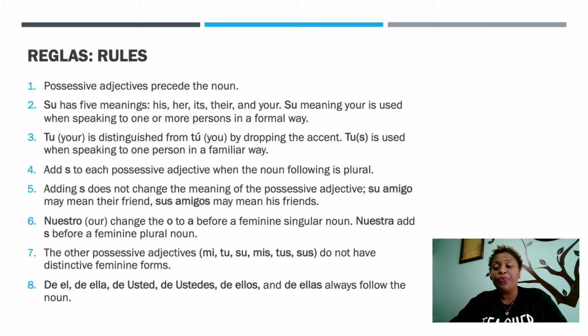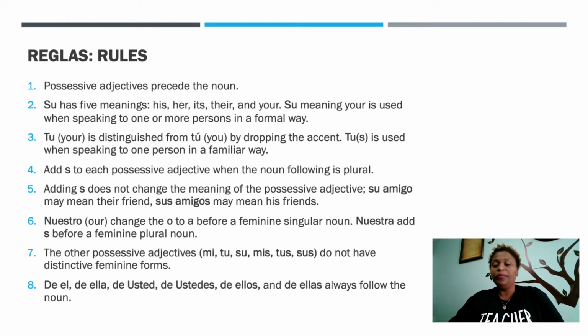All right. Number 3, tu, or your, is distinguished from tú, you, by dropping the accent. So when you see that accent, tú is you. Without the accent, tu is your. Okay? Tus is used when speaking to one person in a familiar way. So a friend. If you're an adult speaking to a child, you would say tu.